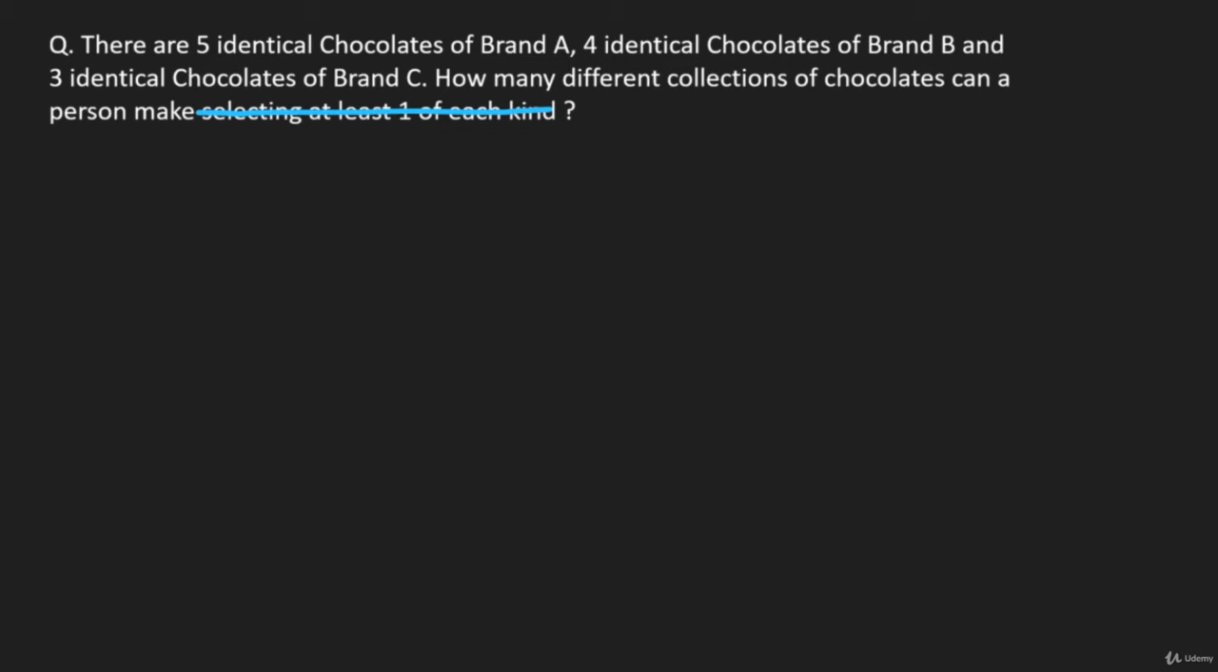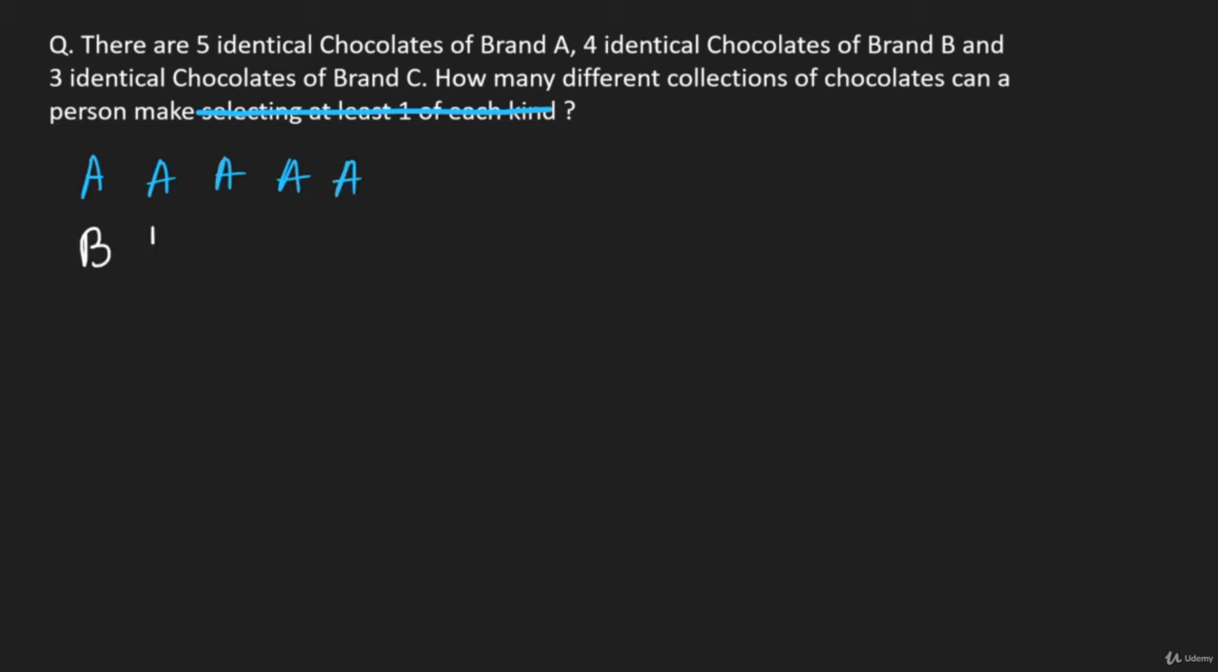Let's do this question. There are 5 identical chocolates of A, 4 of B, and 3 of C. It's the same as the previous question. The question is, how many different collections of chocolates can a person make? It does not mention that you have to select at least one of each kind. That's the difference. Alright, let's do this question.